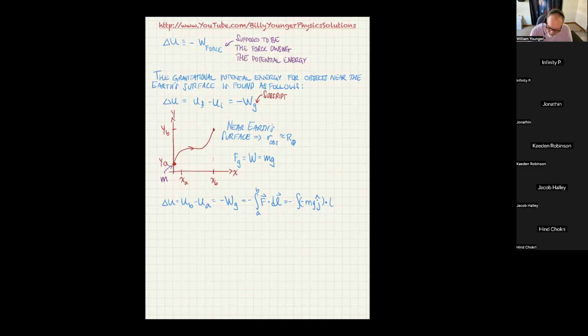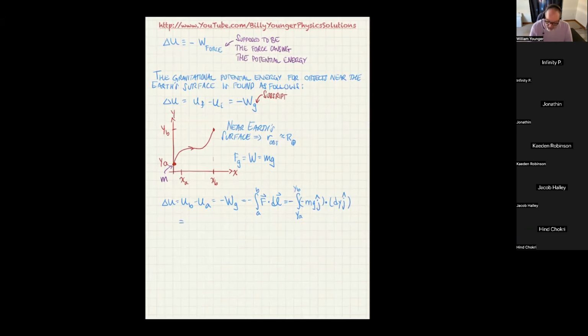direction. In this case, I'm choosing to actually go, because I know I'm going to integrate with respect to y, I'm going to go from YA to YB like that. And I'm just going to choose DY J hat, which points in the positive coordinate direction. I'm choosing that as my DL vector.